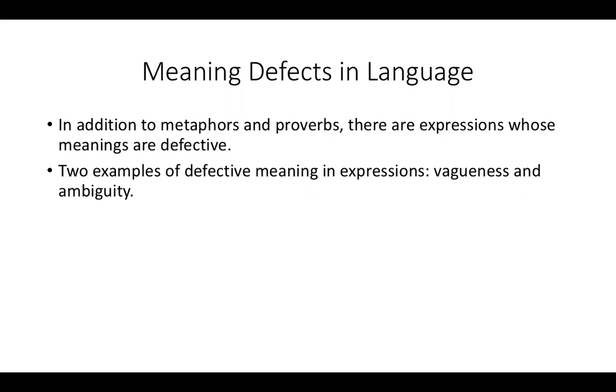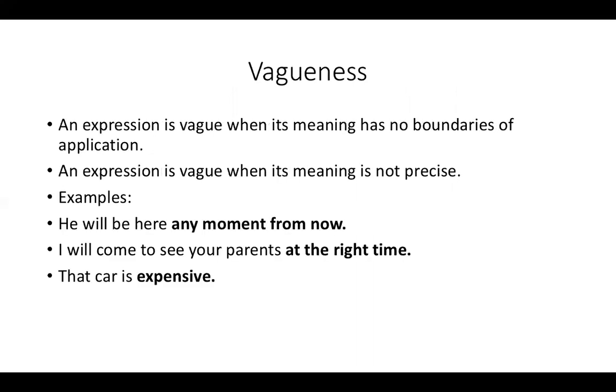Let's look at some meaning defects in language. In addition to metaphors and proverbs, there are expressions whose meanings are defective. Two examples of defective meaning in expressions are vagueness and ambiguity. Vagueness: an expression is vague when its meaning has no boundaries of application. An expression is vague when its meaning is not precise. So combining these two descriptions, a vague expression doesn't have a precise meaning.